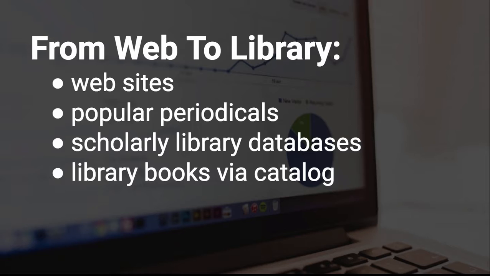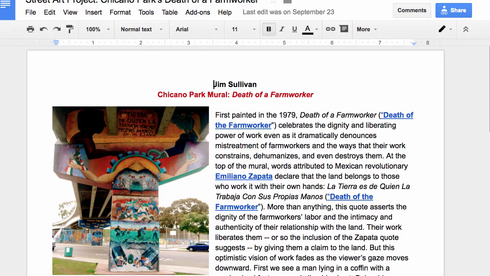So, for example, a database that just takes you to newspaper articles, that's great, but it's not getting you scholarly resources. And then library books via the catalog. And if you look at the sample analysis, we have all those.